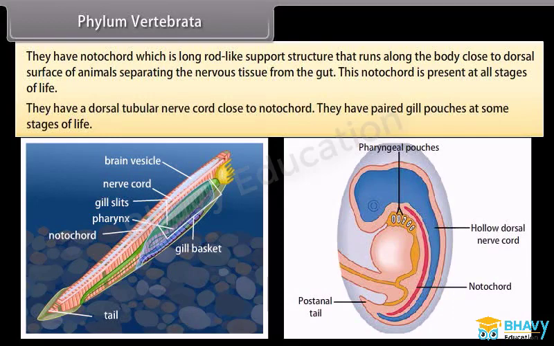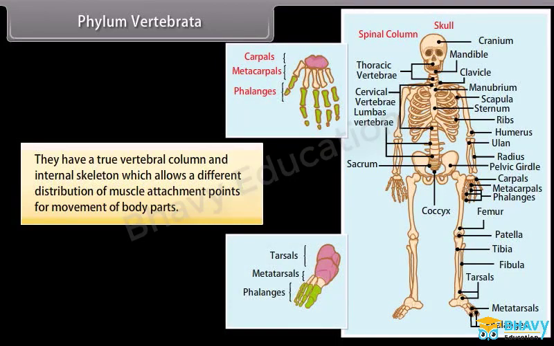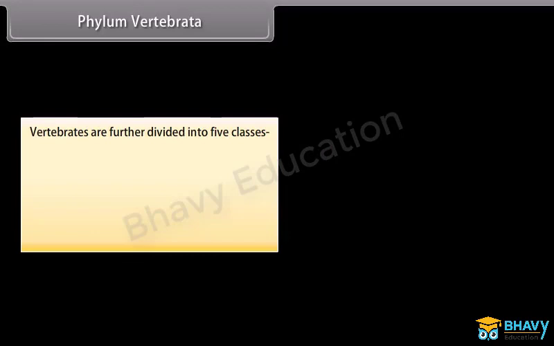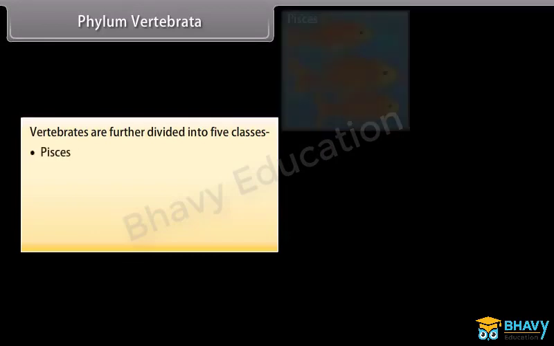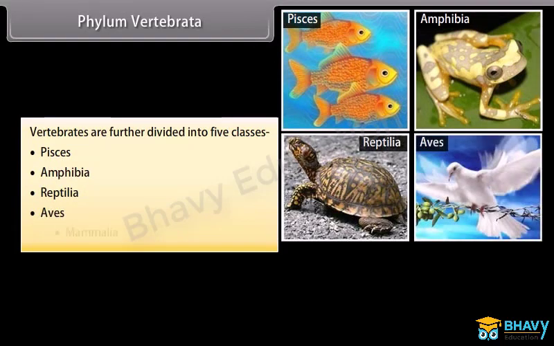They have a dorsal tubular nerve cord close to the notochord. They have paired gill pouches at some stages of life. They have a true vertebral column and internal skeleton, which allows a different distribution of muscle attachment points for movement of body parts. They have complex differentiation of body tissues and organs. Vertebrates are further divided into 5 classes: Pisces, Amphibia, Reptilia, Aves, Mammalia.